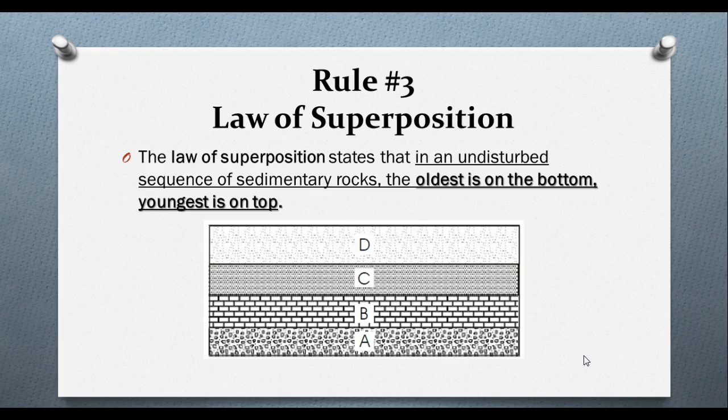The third law is going to be the law of superposition. And again, another big old fancy sounding name for the idea that the oldest rock is going to be on the bottom and the youngest rock is going to be on the top. So if you have an undisturbed layer of sedimentary rock, an undisturbed sequence, we can say, okay, all of this sediment was deposited first in layer A, then layer B got deposited, then layer C, and then layer D. And so that's just general. We know that those things are going to be deposited in that order, and that's the law of superposition.